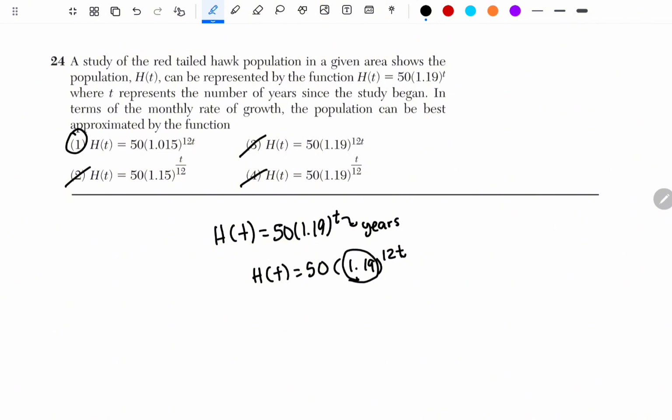If you were to do this mathematically, this 1.19 is for 1 year. But if you want a 12th of a year to represent the month, we do 1.19 to the 1 over 12. We're going to get 1.0146, which roughly equals 1.015, which would give us this rate of growth for answer choice 1. And with that, we have concluded the multiple choice section of the Algebra 2 Regents January 2024.